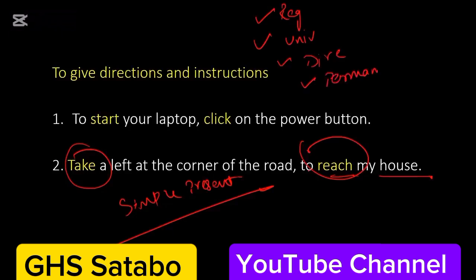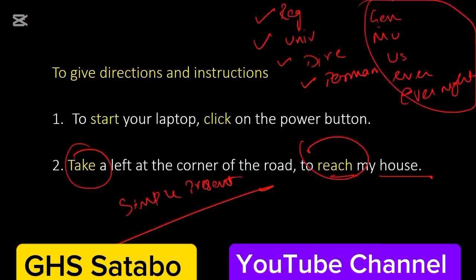You will have words like generally, mainly, usually, every day, or every night. All these words help you to identify that we're talking about simple present tense. So that's all for your simple present tense. In simple present tense, to have a rough revision, we talk about regular activities, we talk about universal facts and figures, then we talk about something that is permanent, and we talk about directions and instructions. That's all for your simple present.